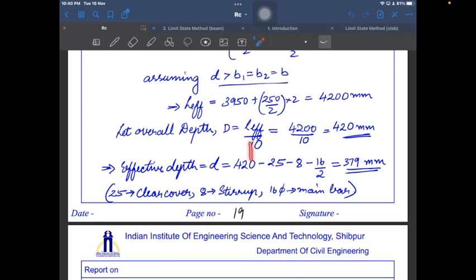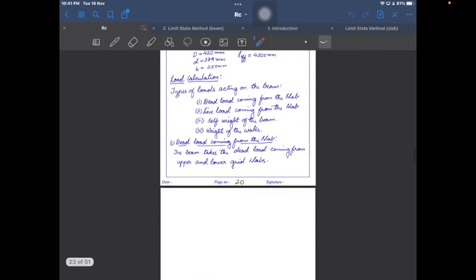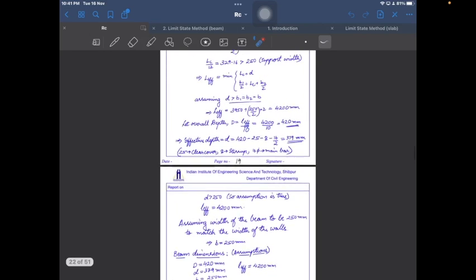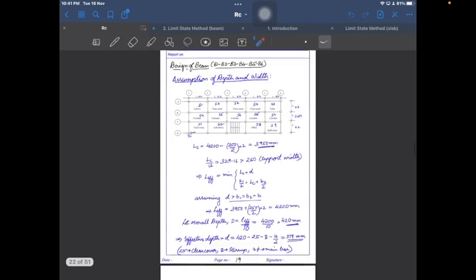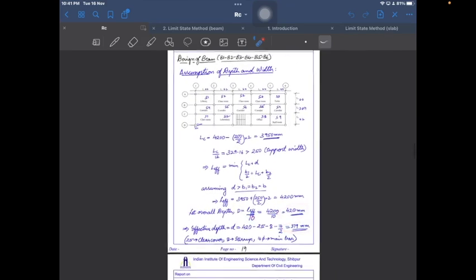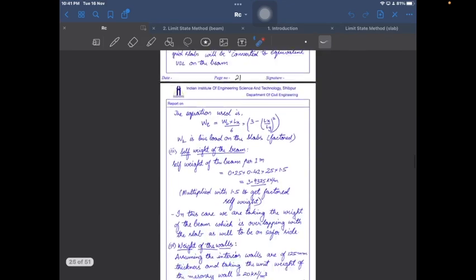I have taken L effective by 12, and then I have got something else here. Based on that, I've got D. So based on all that, I've got a few of my sections as doubly reinforced and a few as singly reinforced. To make things simpler, I just changed 12 into 10 here, and luckily I've got all my sections as singly reinforced.